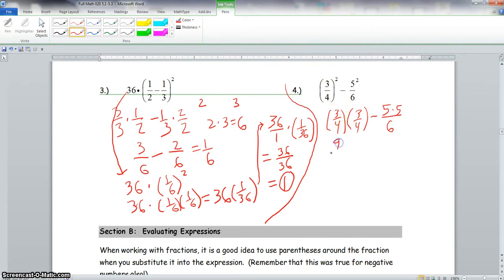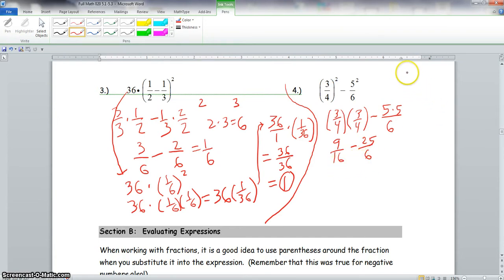3 times 3 is 9, and 4 times 4 is 16, minus 5 times 5 is 25, and that's over 6. Now we have to find a common denominator. Now we have 16 and 6.